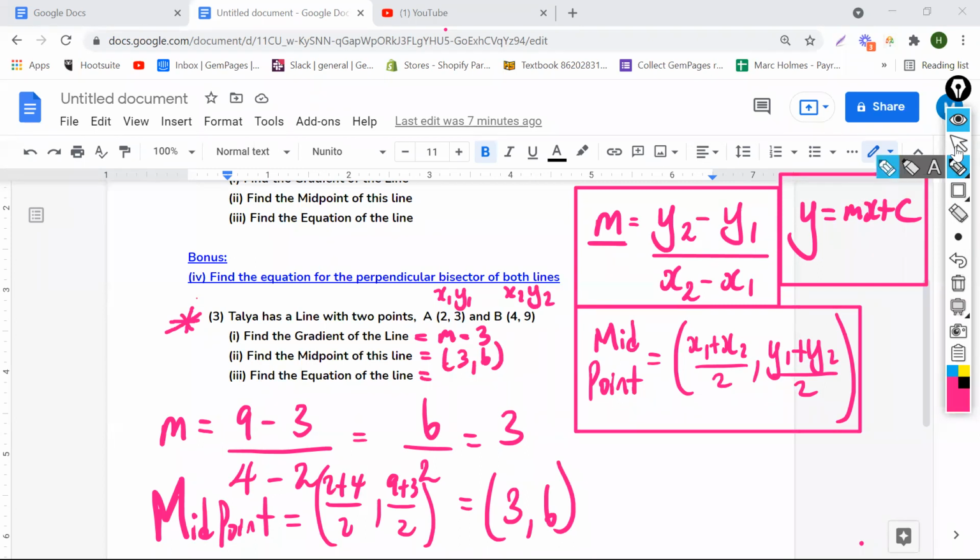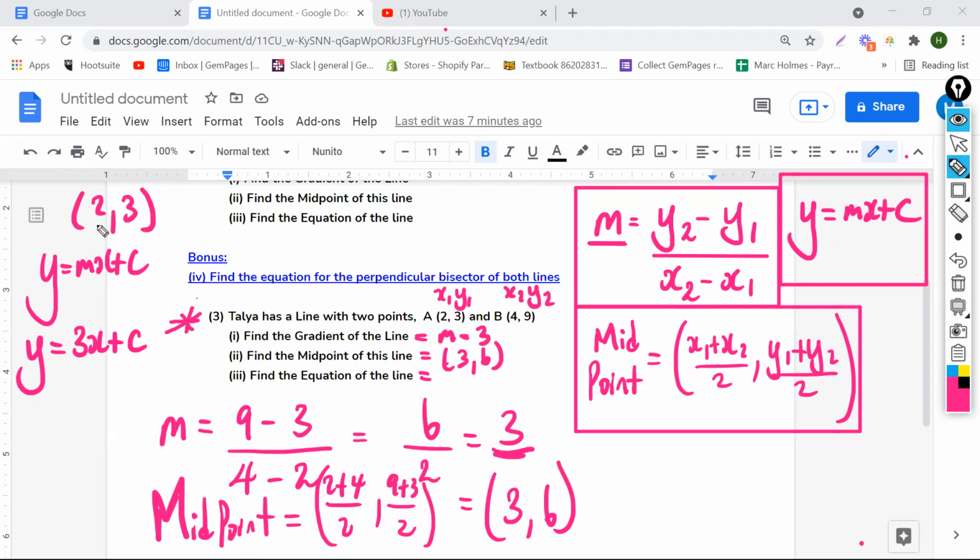All right. And then for the last thing, guys, y is equal to mx plus c, right? m is the 3. So it's y is equal to 3x plus c. And we can use the first point to get the x and the y, right?